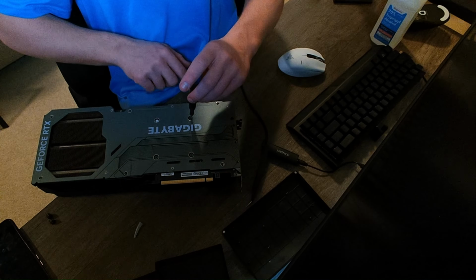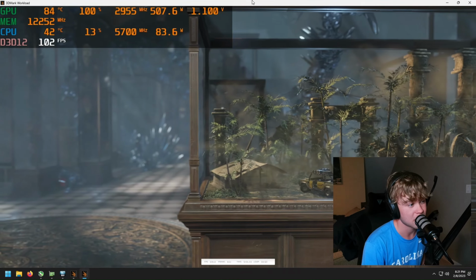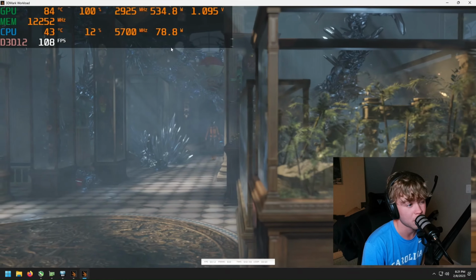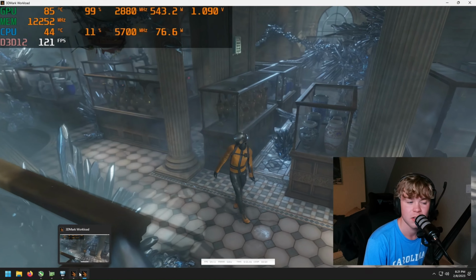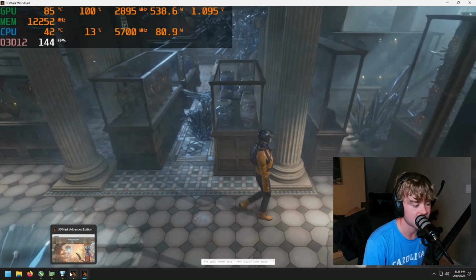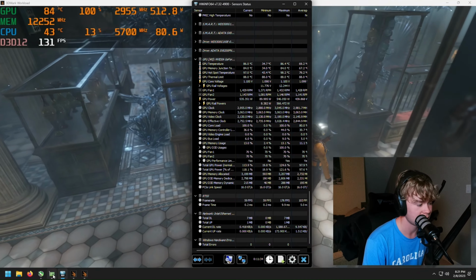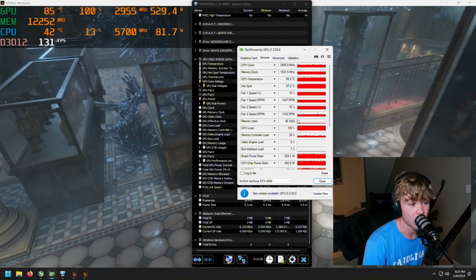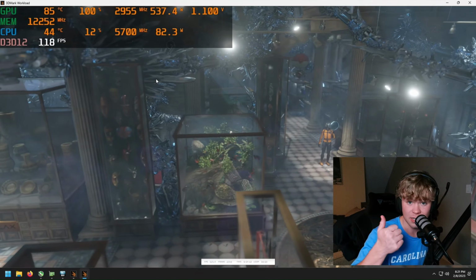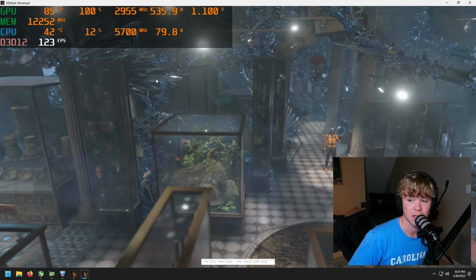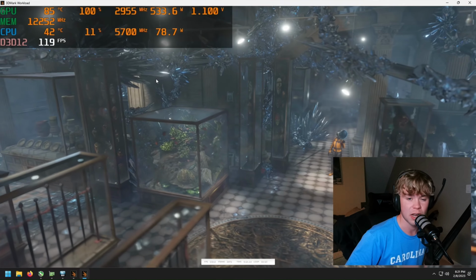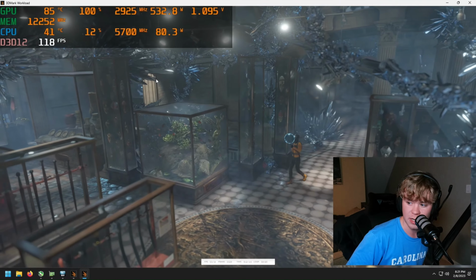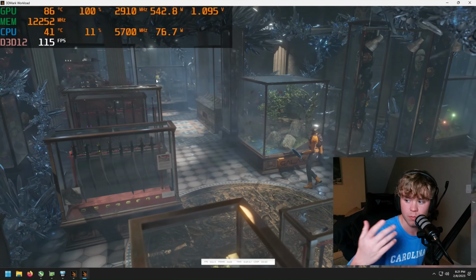You always want to see that. Fan speed 70%. Clock speed also is not dropping down as much. As you can see, we're still at 1.095 volts. Before, we were dropping to like 1.05 volts. So we were dropping voltage a lot, and that's something we didn't want. So was this a success? Yes, 100%.